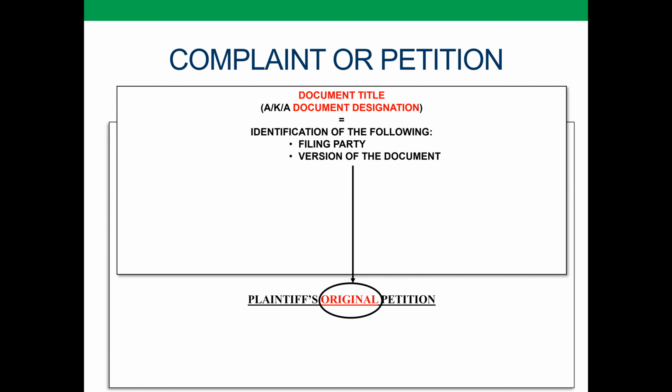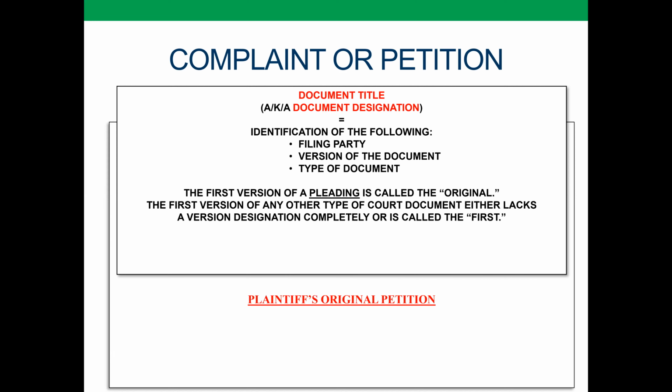Here it's the original petition. That is, it's the very first petition that the plaintiff has filed in this lawsuit. And the third piece of information is the type of document. Here it's a petition as opposed to an answer or a motion. So normally your title of a court document will have these 3 pieces of information.